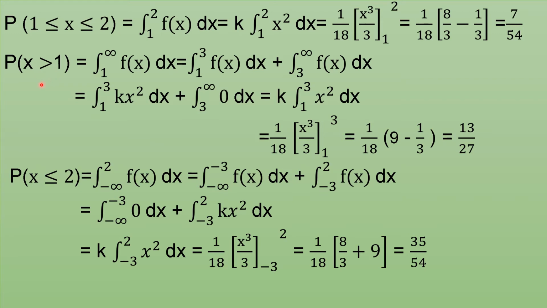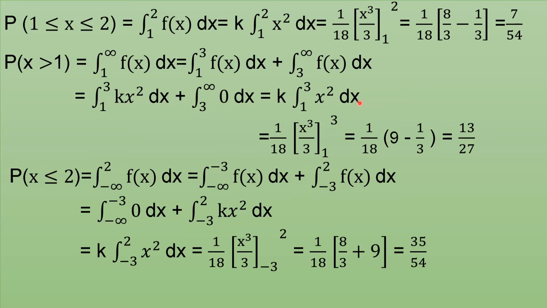Similarly, probability that x is greater than 1. X is greater than 1 means the lower limit will be 1, upper limit will be infinity. So this integral will be integral from 1 to infinity f of x dx. Now split this integral as integral 1 to 3, then 3 to infinity. So in integral 1 to 3, which comes in between -3 to +3, f of x can be replaced by kx square. In the other integral, f of x will be 0. So the second integral will be 0, only the first integral to be calculated by keeping k outside the integral sign.